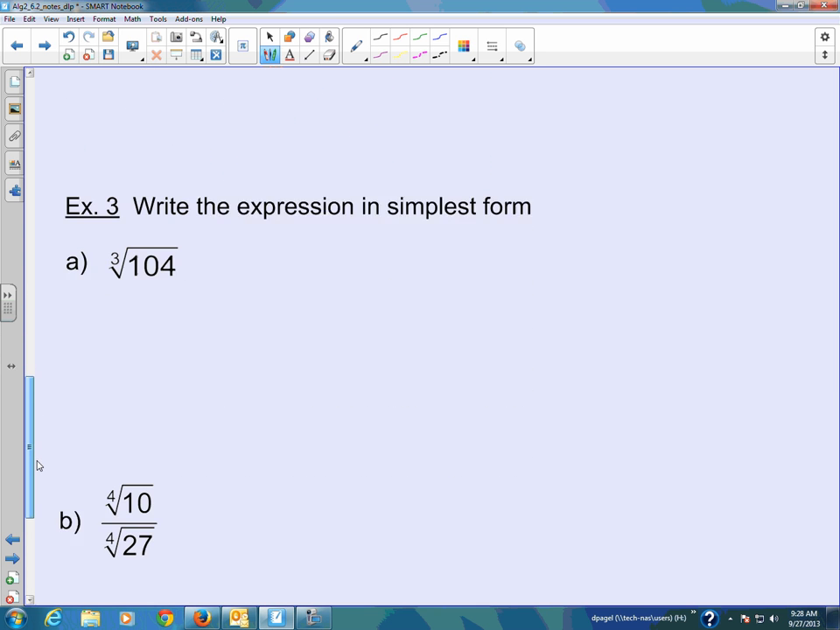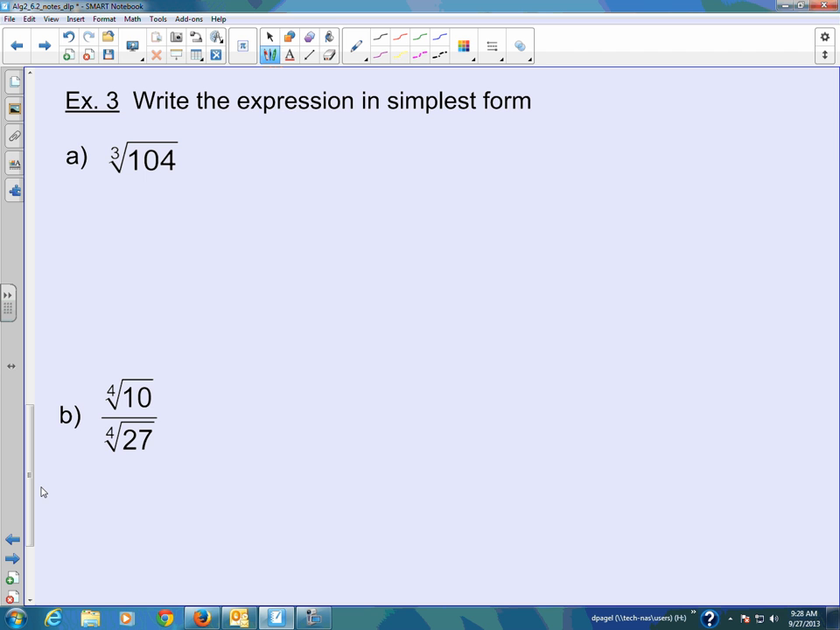What about writing the expressions in simplest form? Kind of pretty much the same thing we were doing above, just more practice of the simplifying part. 104 is not a perfect cube, so what I'm going to have to do here is break it up into two factors of 104. And if I'm looking at 104, I know I can get an 8 and a 13 to go into this. Now, why do I choose 8 and 13 instead of doing 2 and 52, and then break 52 down into 2 and 26, and then 26 breaks down to 2 and 13?